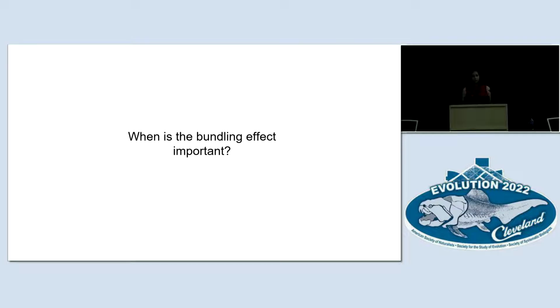So this describes mechanistically what's going on under the hood with the bundling effect. But we also wanted to understand when it was important, that is, what sort of evolutionary scenarios it could play a role in. And so we essentially went out and tested a wide variety of models and evolutionary cases to see how robust the bundling effect was to these different situations.